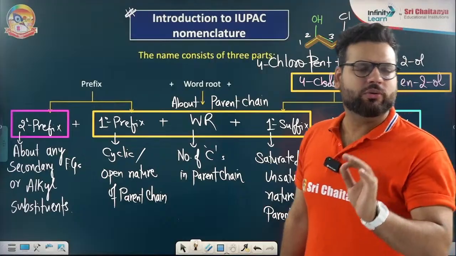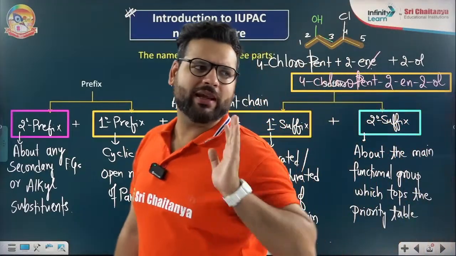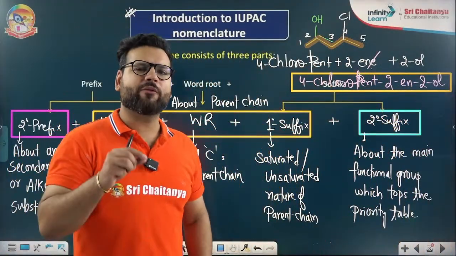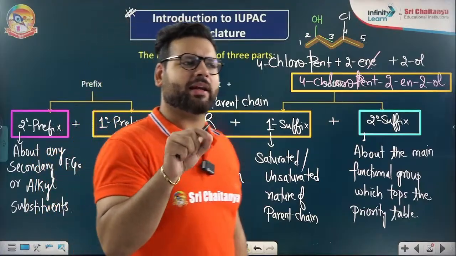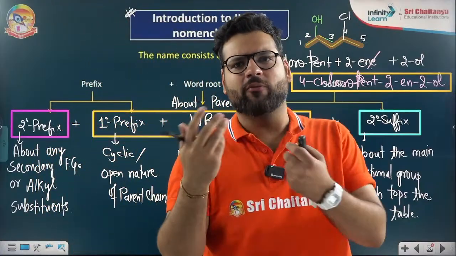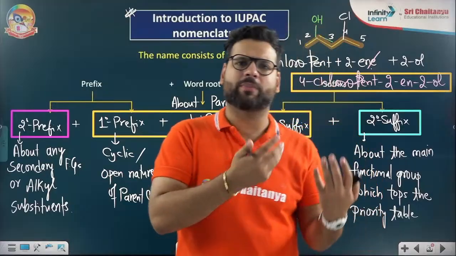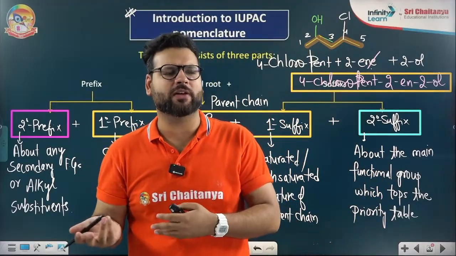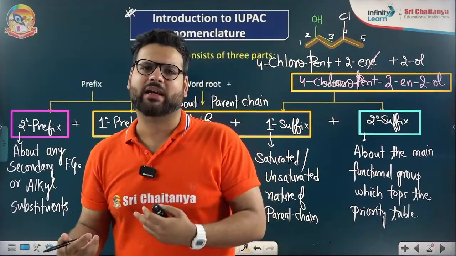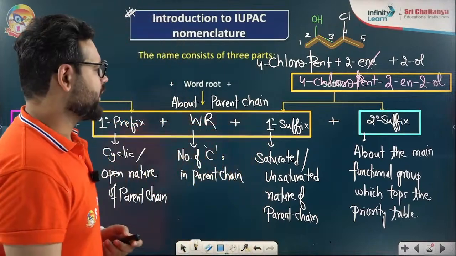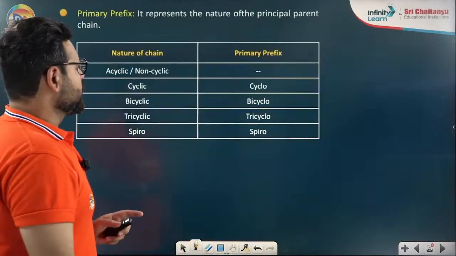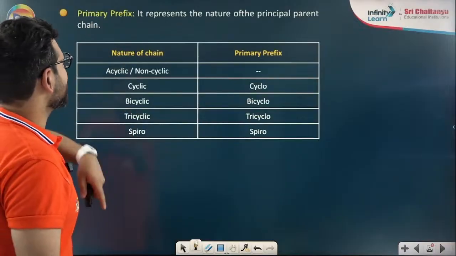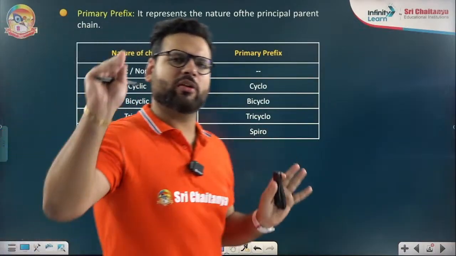Now what I want you to do is, I'll show you some examples of names. I want you to underline where is the word root, where is the primary prefix, where is the secondary prefix, where is the primary suffix, where is the secondary suffix. Okay, so let's do that. I have told you these things. You can just see here once. No need to write anything. You have written everything there.